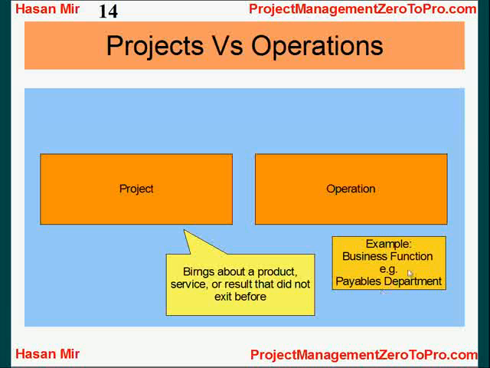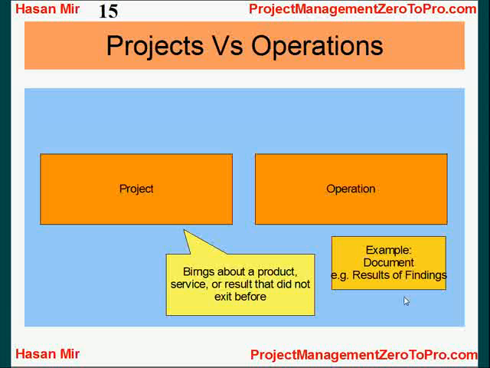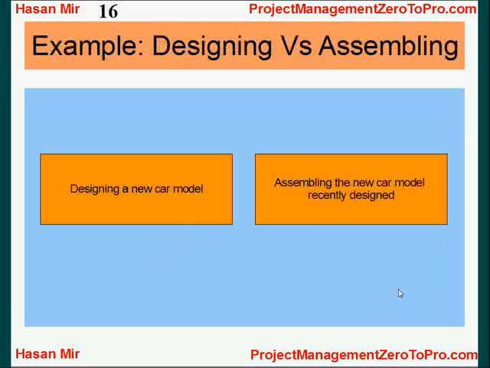Okay, some business function can come about as a result of a project as well. For example, a payables department never existed before. So you started a project and it brought out as an end result a fully functional running payables department. Okay, the payables department itself would be performing lots of operations. So there's a difference between project and operation. The payables department was brought about as a result of a project, and it itself would be running lots of operations. Another example: the end result of a project could be just a document, for example, results of some kind of findings, some R&D project, research and development project.